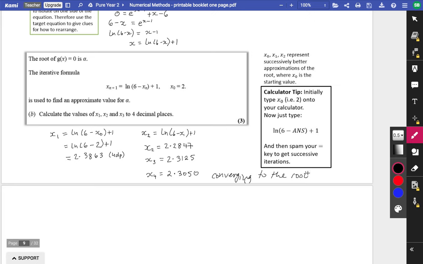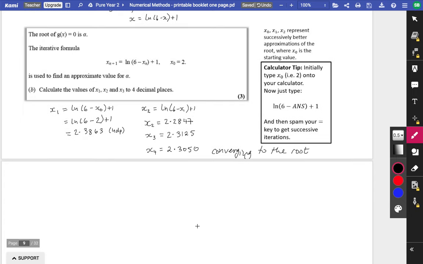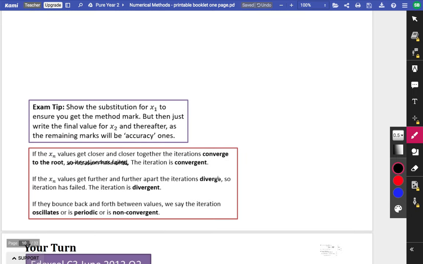And if you just keep pressing equals on your calculator, and you keep going and going, you should eventually find that the calculator will stop changing the value. The one that I seem to have ended up with is 2.3065586641, and that's the root that it's going to be converging to. Sometimes it will not converge, it will diverge, meaning it gets further and further away.